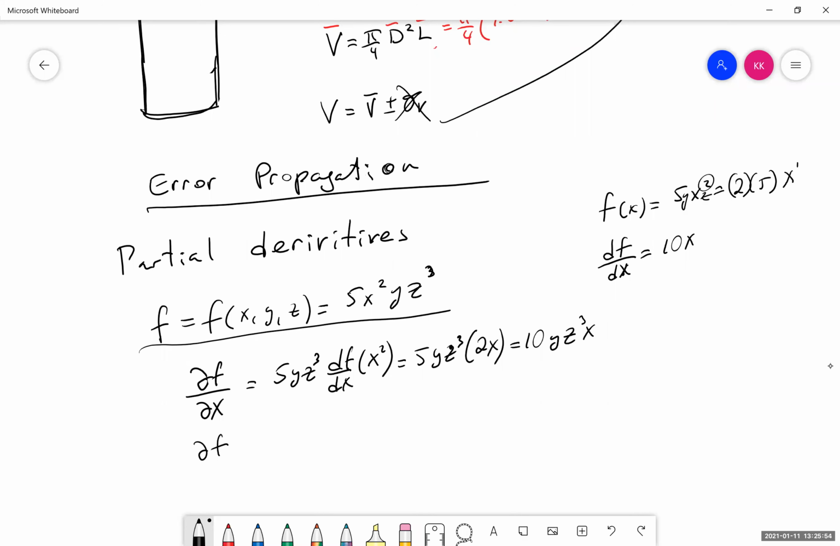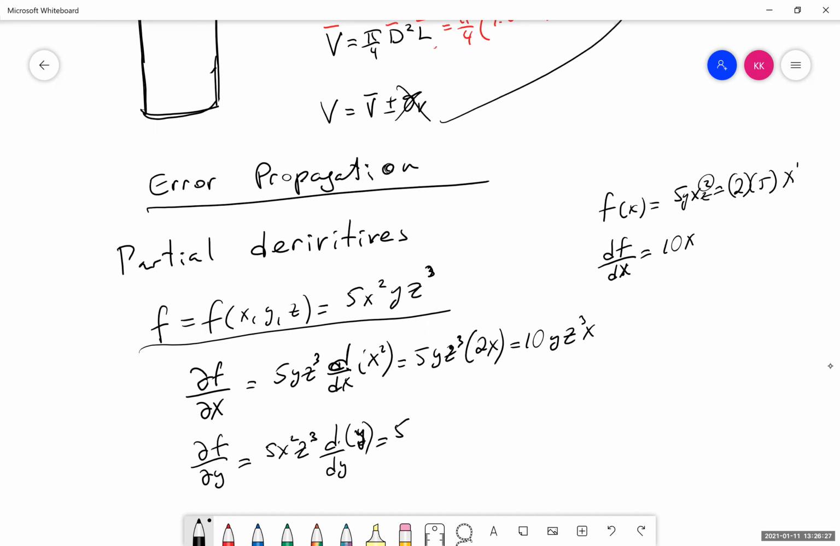And if I do the partial derivative of f with respect to y, then everything that is not a y is a constant. That means 5x squared and z cubed are constant, so I can remove them, and it just becomes the ordinary derivative of just this y.